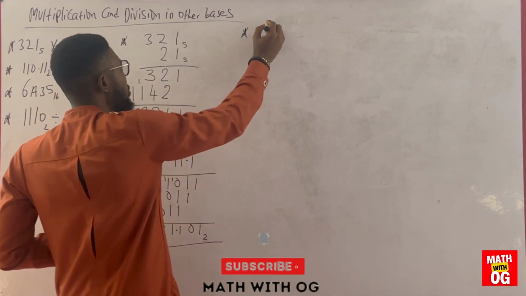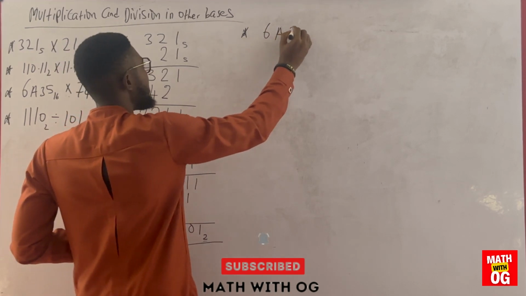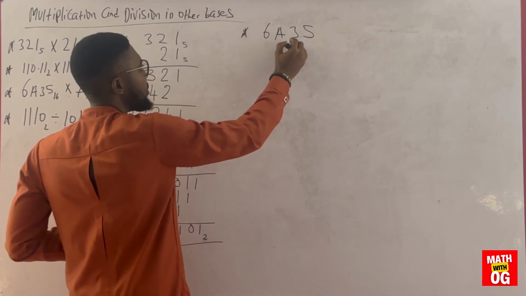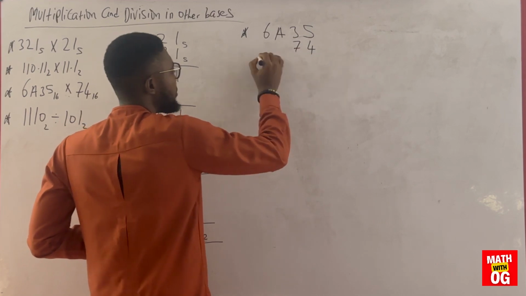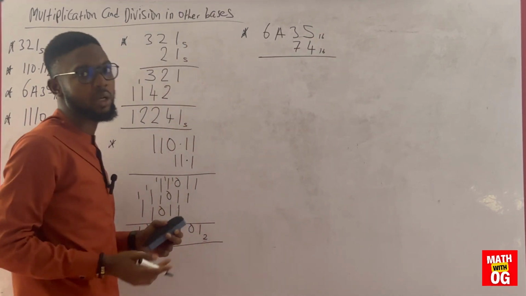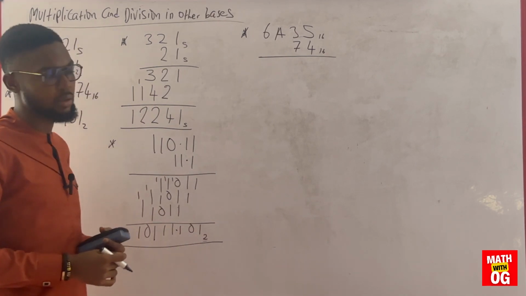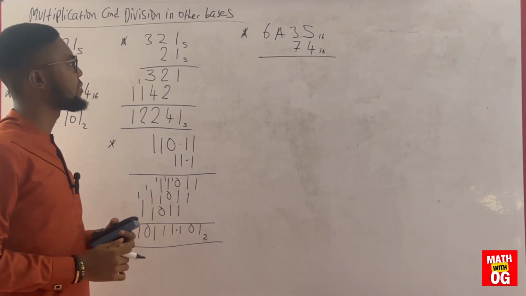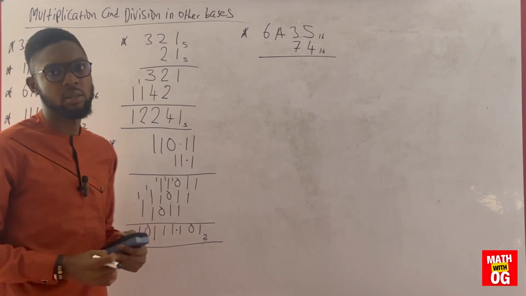Now the next question is 6835 multiplying 74 in base 16. This will be a little bit complicated. Now we have to be careful when solving, else we can easily make mistakes. So let's start. 4 times 5 is 20 in base 10.